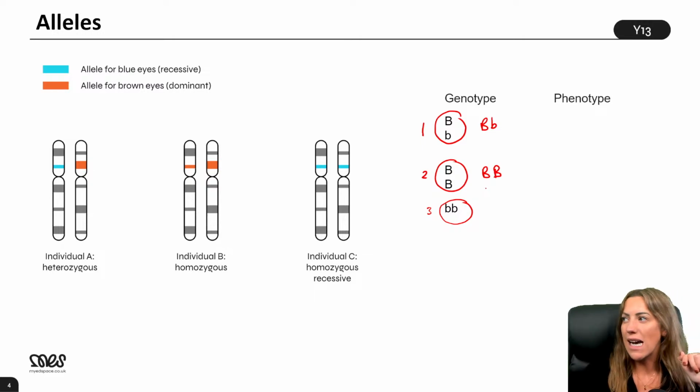Just give me the phenotype super quickly in the chat. Give me the phenotype, the observable characteristic that is expressed, for person 1, 2, and 3. I'm just checking your basic knowledge here. Good. So Daisy says brown, brown, blue. Exactly.